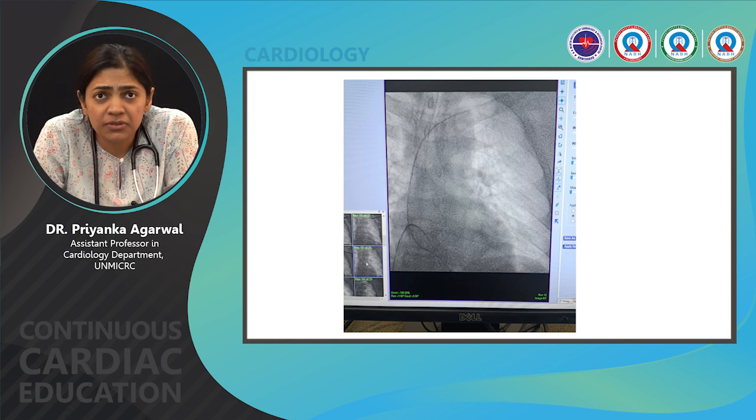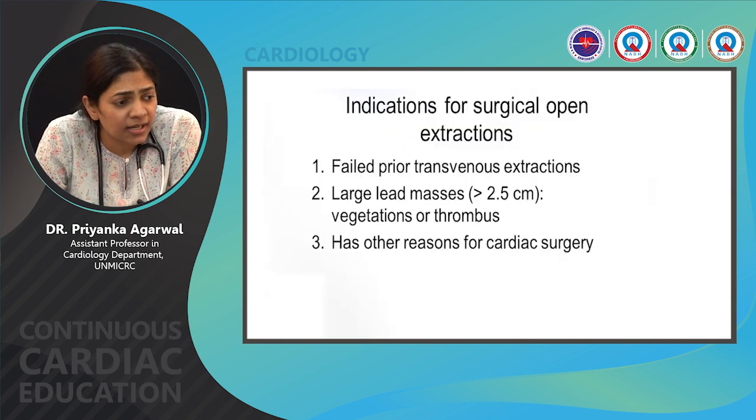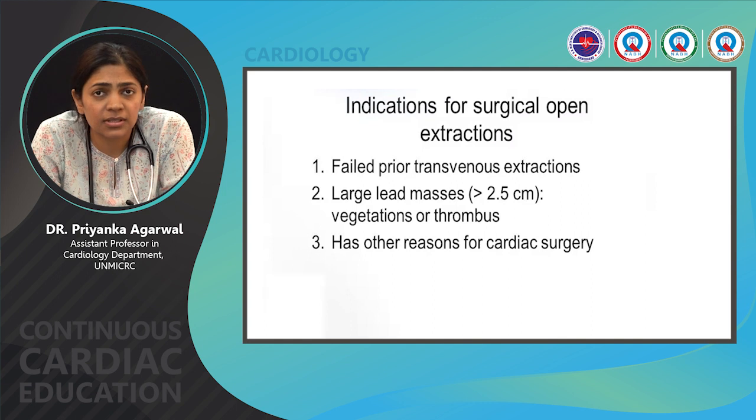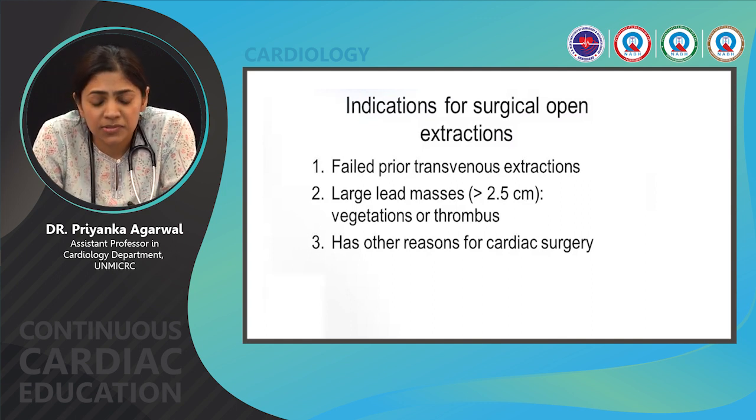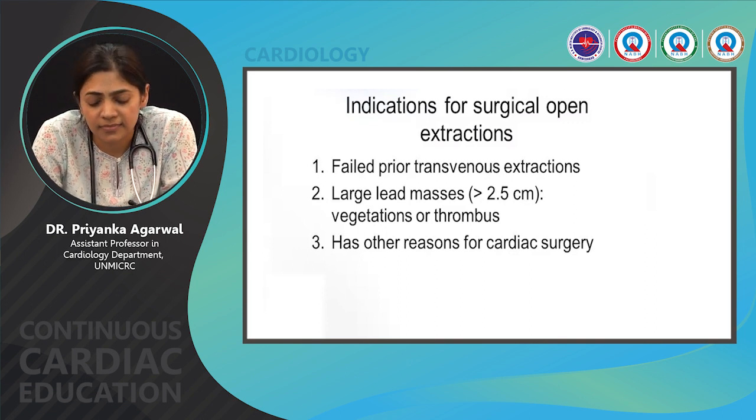So then we tried to extract this lead from the transfemoral approach. We snared it using an EP catheter and the snaring catheter, and we were able to remove it. The procedure took around 2 hours, and the patient was shifted to the post-cath. About 1 week, 10 days later, we implanted the device from the other side.